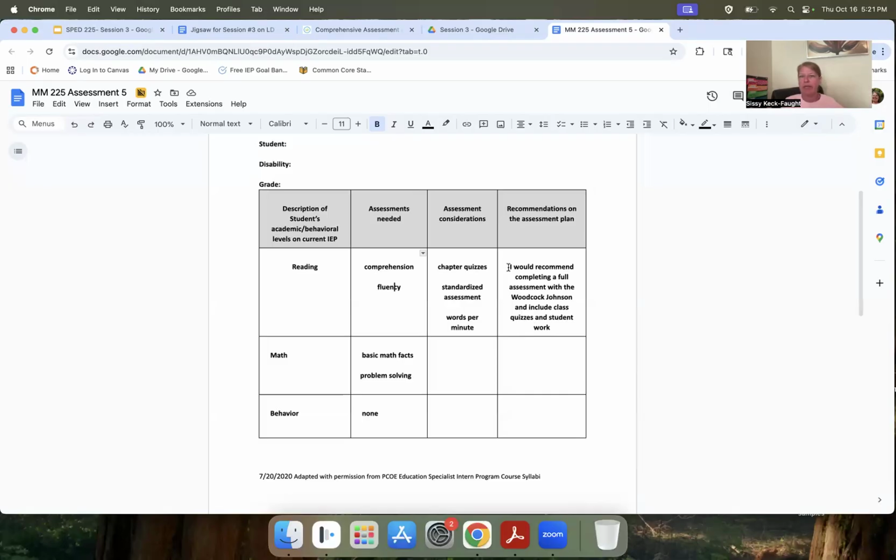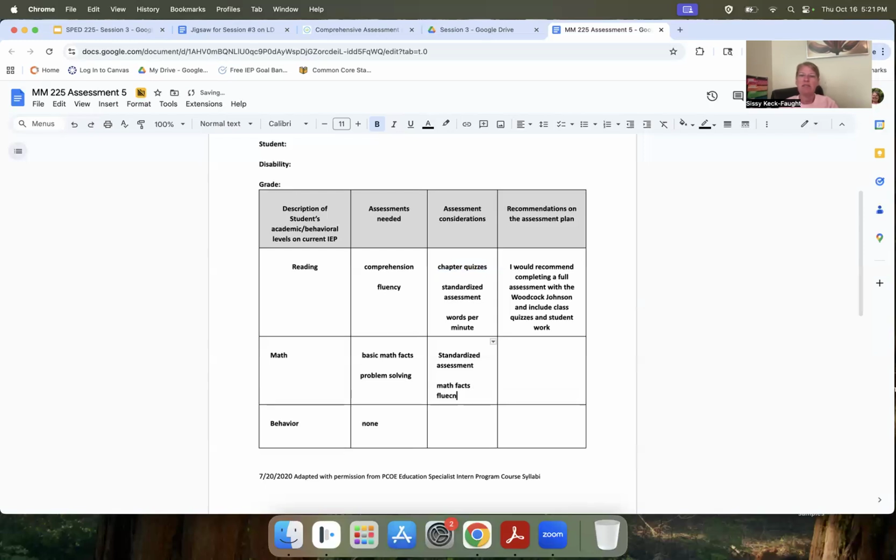So I simply put here, I would recommend completing a full assessment with the Woodcock-Johnson that includes class quizzes and student work. And again, that's based on the things that I've already listed. Same thing for math: there's basic math facts and problem solving. Of course, I'm going to use a standardized assessment. Maybe I'm going to use math facts fluency tests, etc. And then explain why.